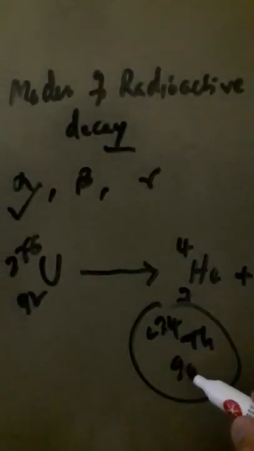So what is happening here? When an alpha particle is emitted, the daughter element that we get here, its atomic number will decrease by 2 and its mass number will decrease by 4. Initially it was 238, now it is 234. Initially atomic number was 92, now it is 90. So this is called alpha disintegration.